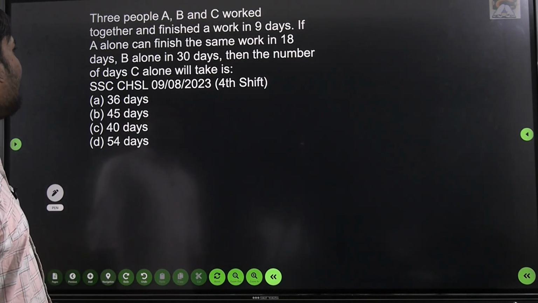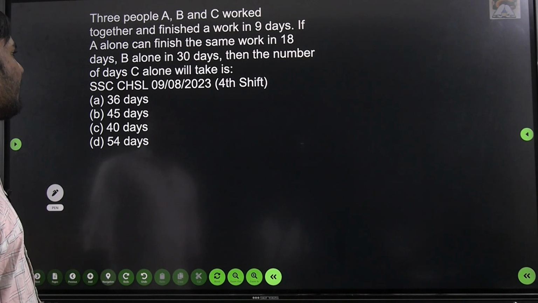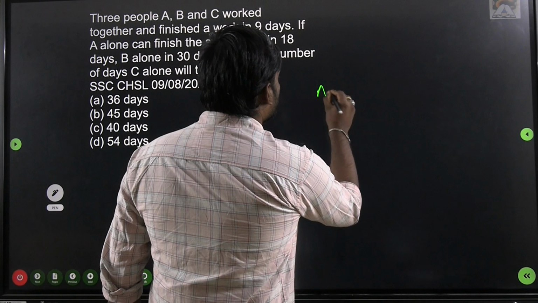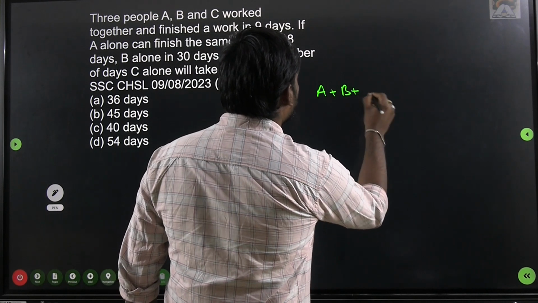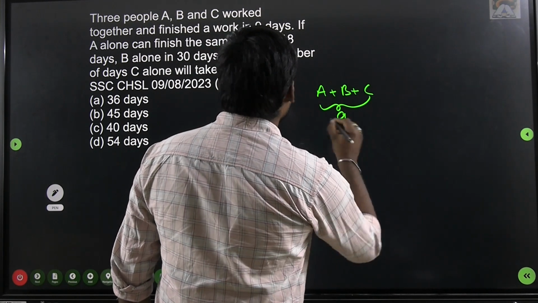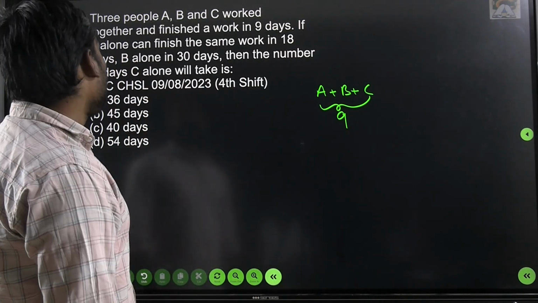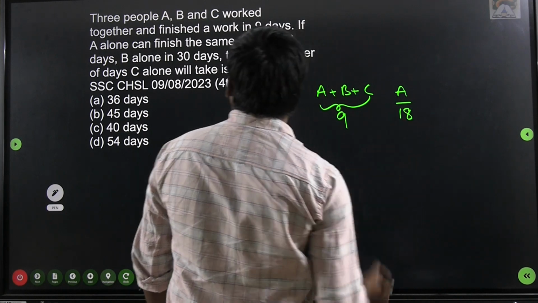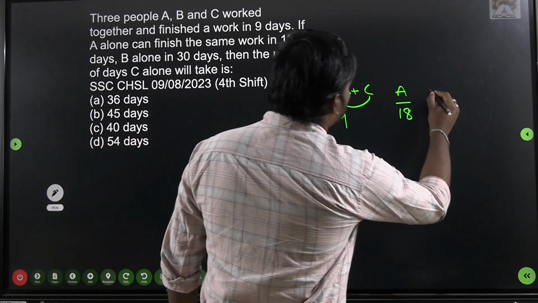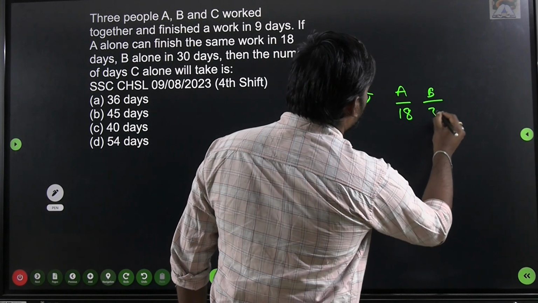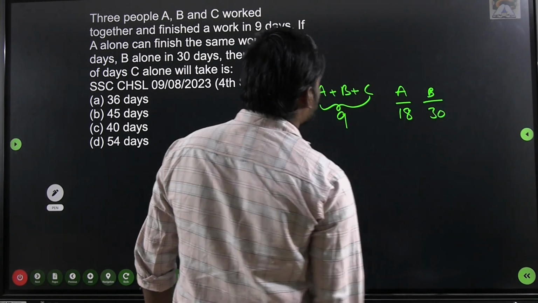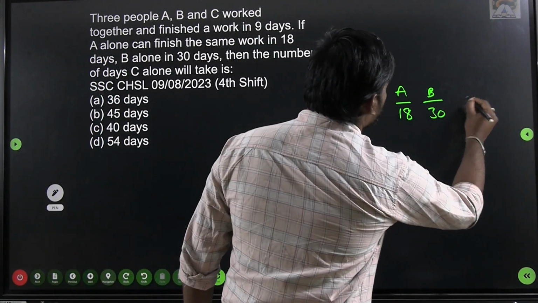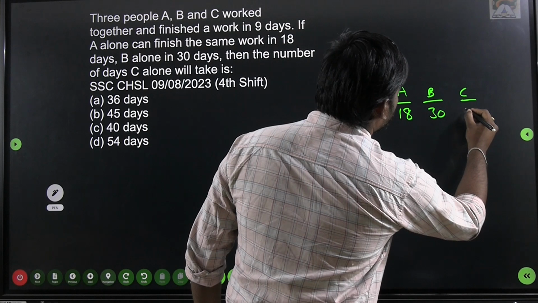3 people A, B and C worked together and finished a work in 9 days. It is given A plus B plus C together completed the work in 9 days. If A alone can finish the work in 18 days and B alone can complete the work in 30 days, then find the number of days C alone will take to complete the work.